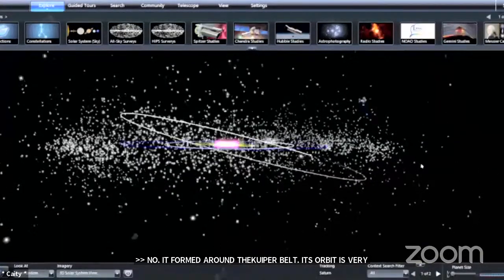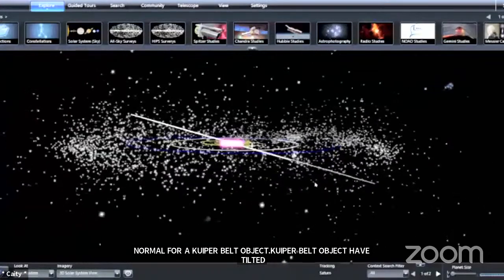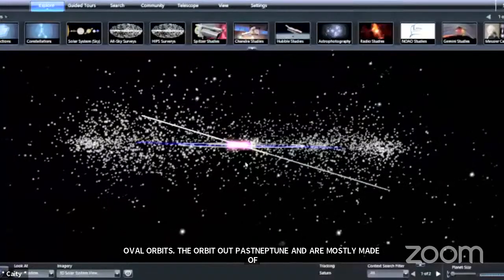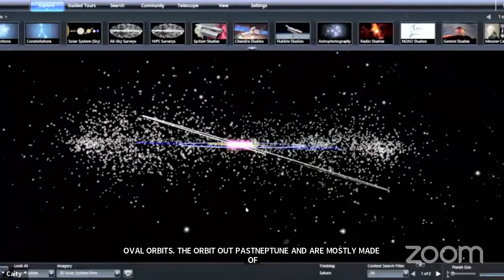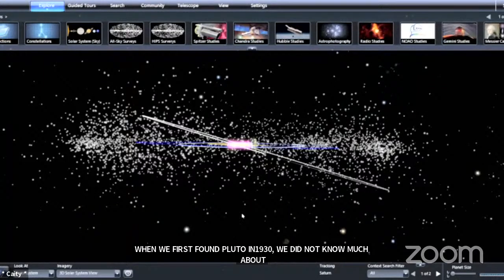When we first found Pluto in 1930, we didn't know that much about it. And we sort of at the time assumed that everything that orbited the sun was probably a planet. And we now know that's not true. And so Pluto's orbit looks weird for a planet. It looks very normal for a Kuiper belt object.